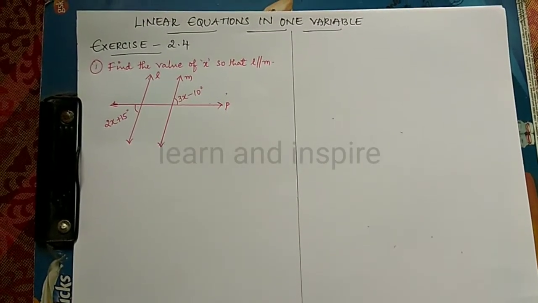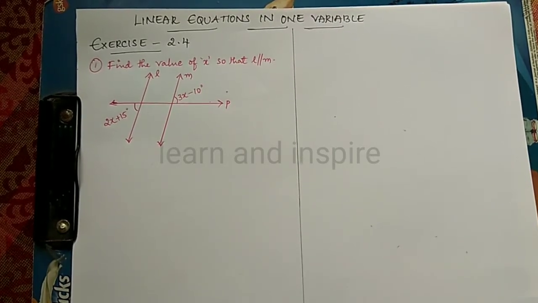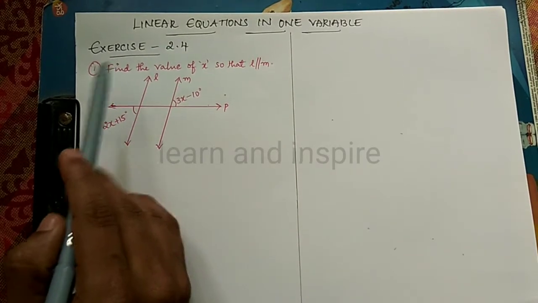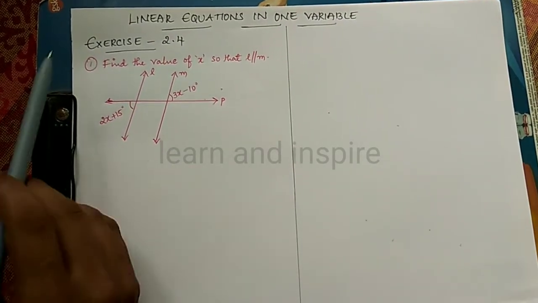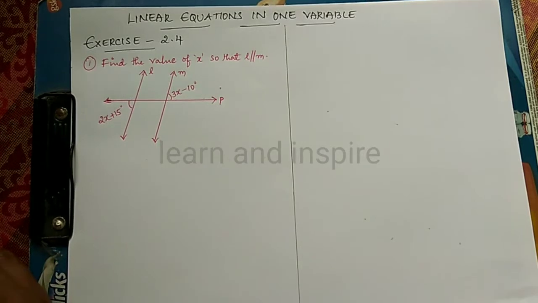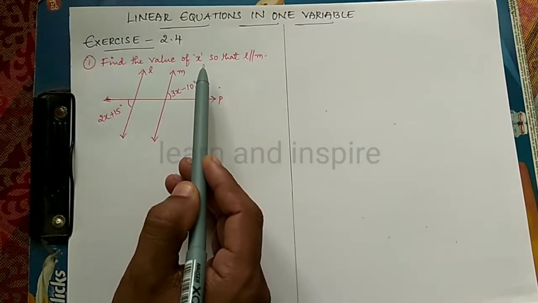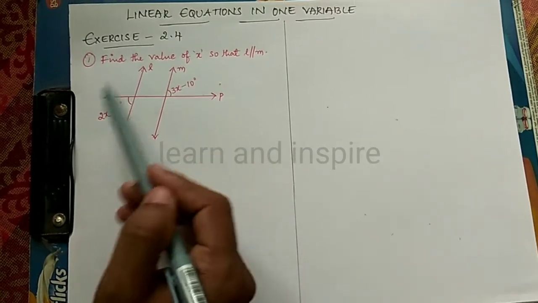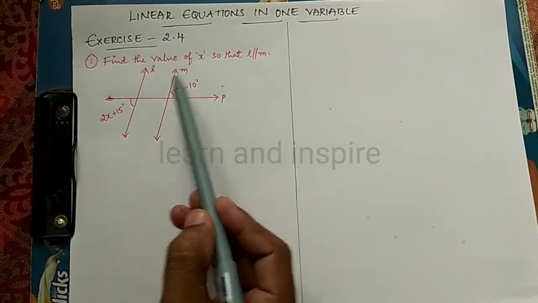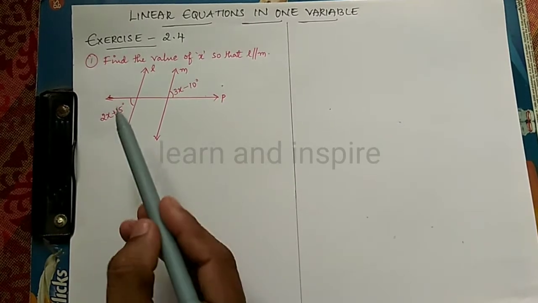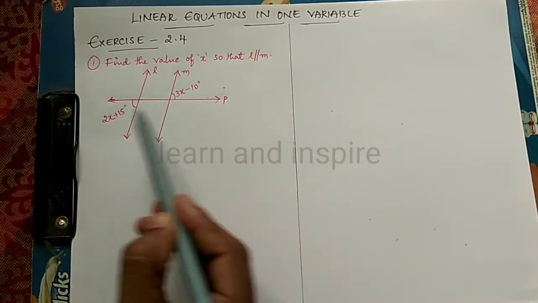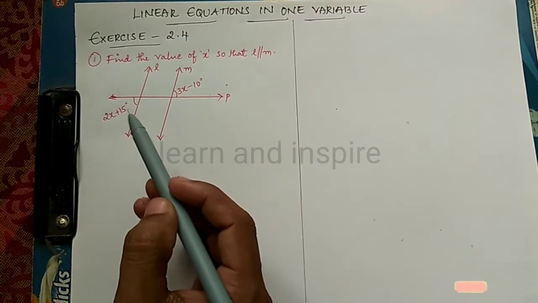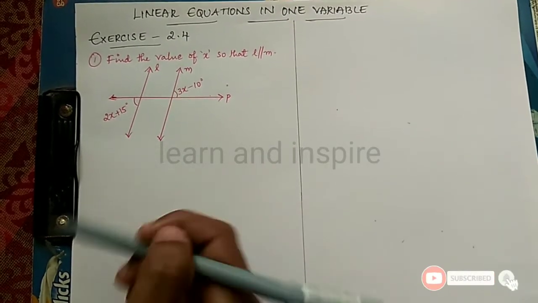Today we are going to discuss linear equations in one variable from class 8, and this is from exercise 2.4. The first problem from exercise 2.4: find the value of x so that L is parallel to M. And this is the given figure where L and M are parallel lines and P is a transversal. We have discussed this topic in class 7, lines and a transversal.